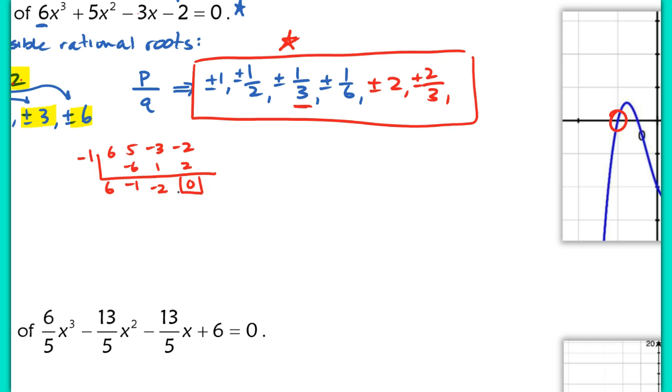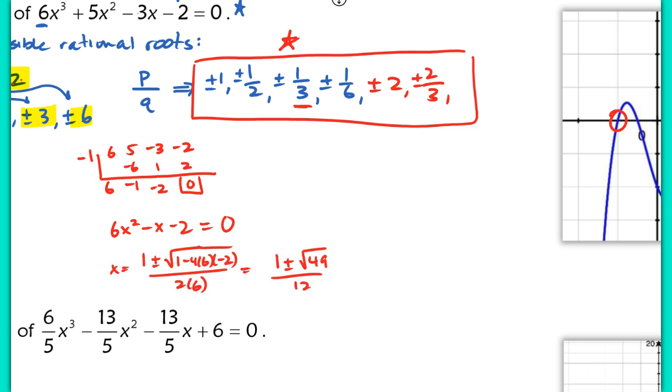My remainder here is 0. So now I'm left with this quadratic here, 6x squared minus x minus 2, and essentially now I'm solving this equation set equal to 0 as well. So here it's probably not faster to go ahead and graph that in your graphing calculator. It would probably just be faster to use the quadratic formula. So I would solve this using the quadratic formula now to find the other root. So then after I apply the quadratic formula, I see that I have two solutions, two roots at 2/3 and negative 1/2.